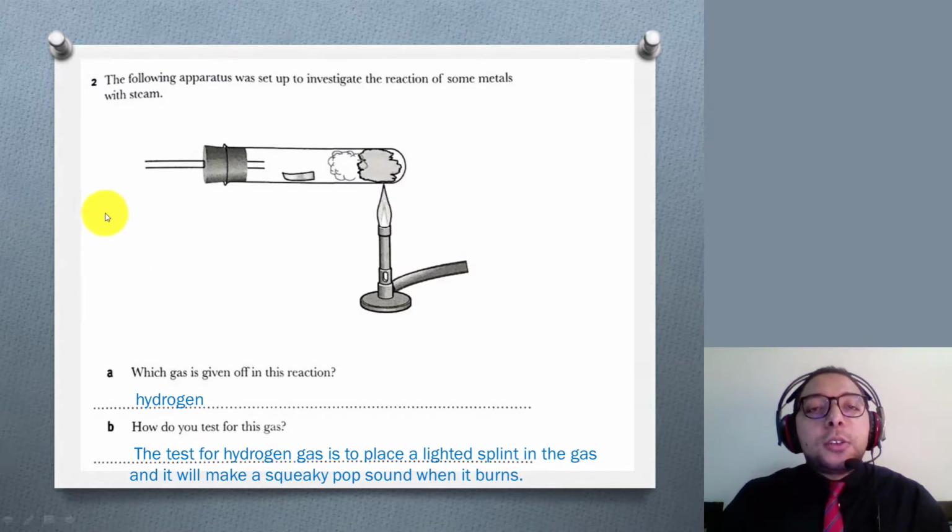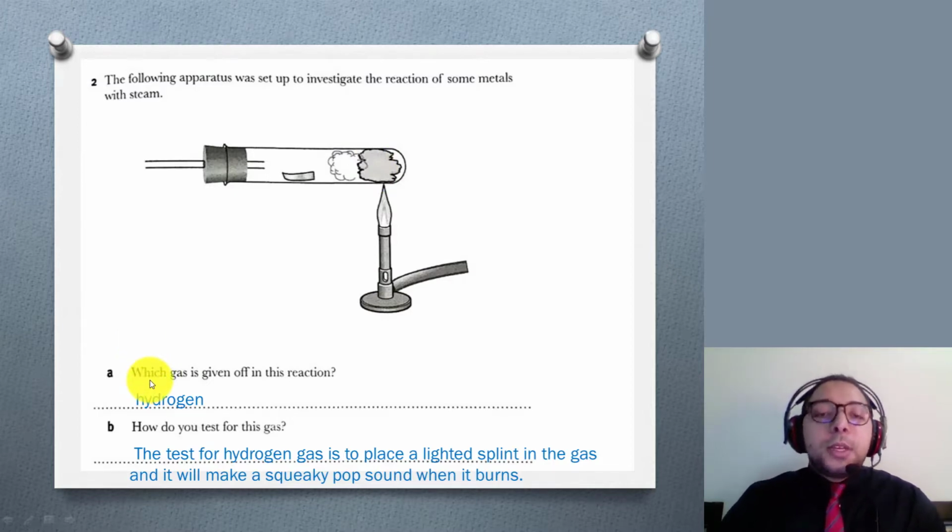This question is giving you an apparatus, and you're heating a metal along with steam. When you heat metal with steam, a gas will be given off. The gas is called hydrogen. As you know, we test for the presence of hydrogen by introducing a lighted splint. The lighted splint is going to burn the hydrogen, making a squeaky pop sound.